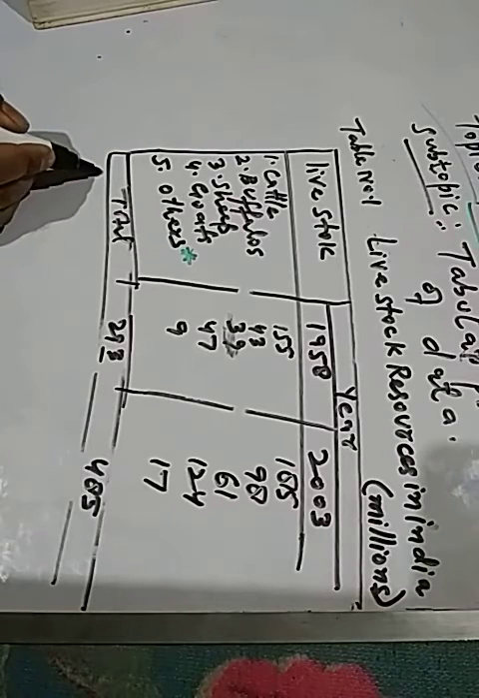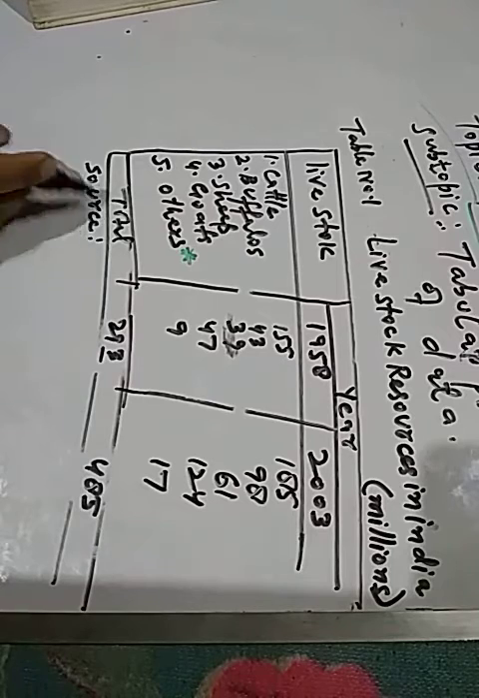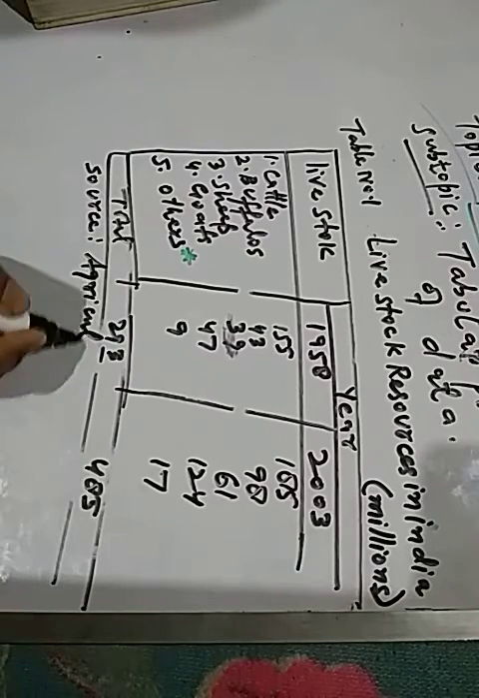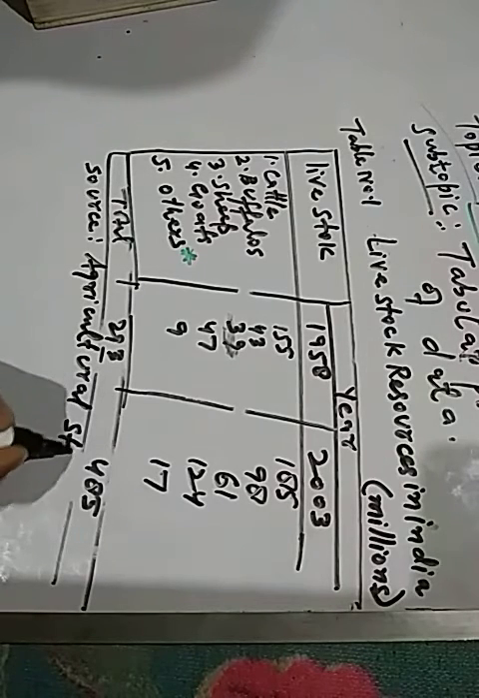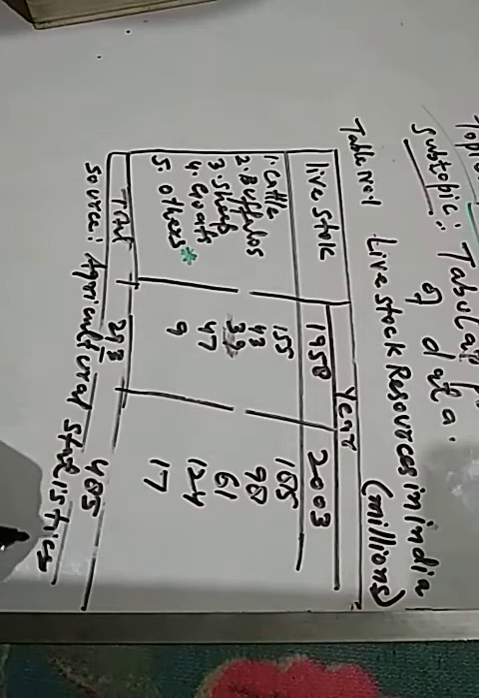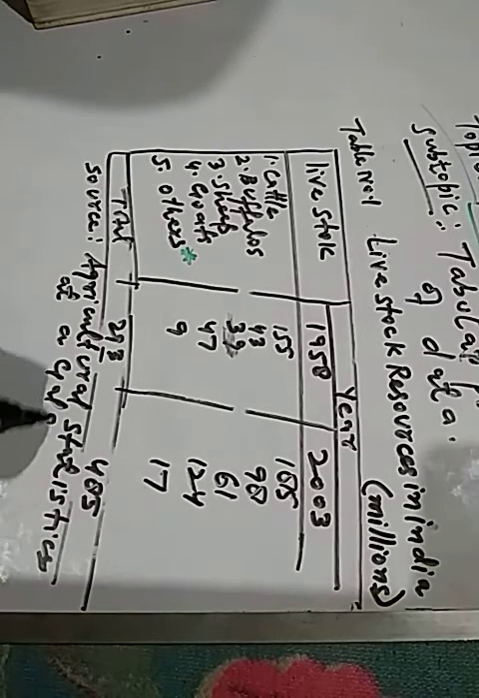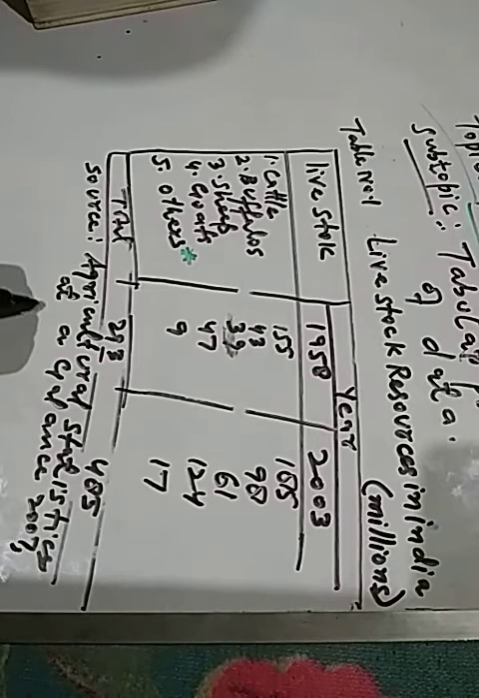Source. Where has it been taken from? Agricultural Statistics at a Glance, 2007, page number 269.